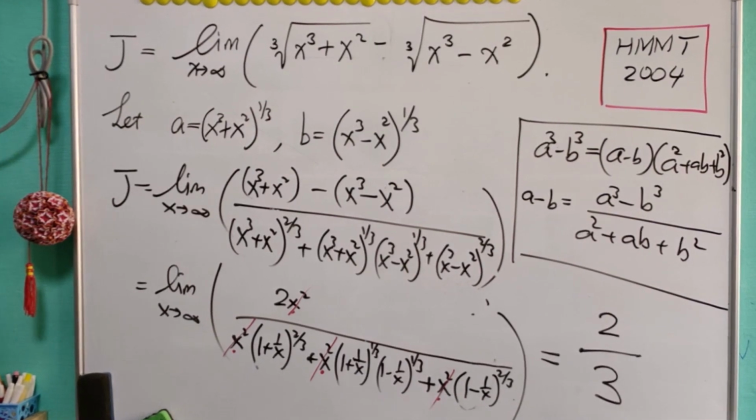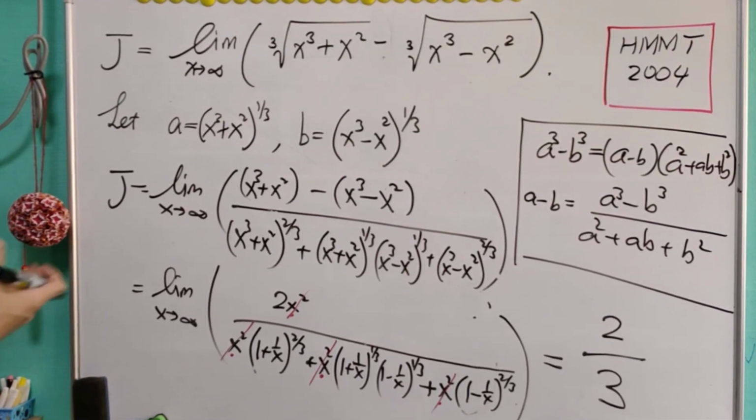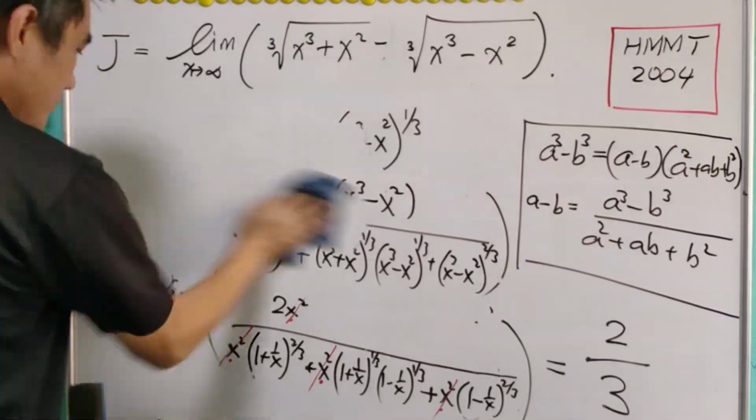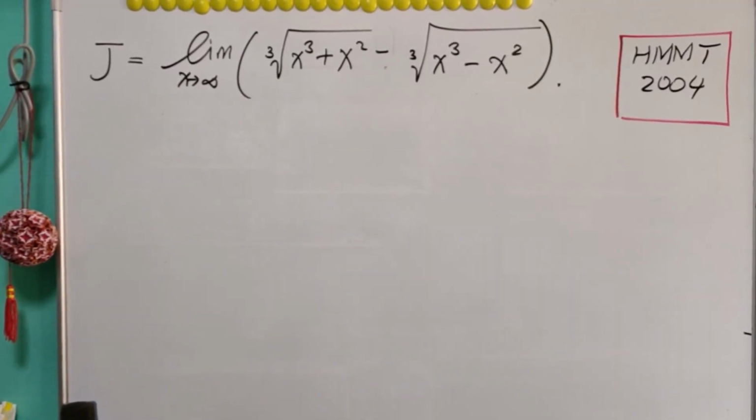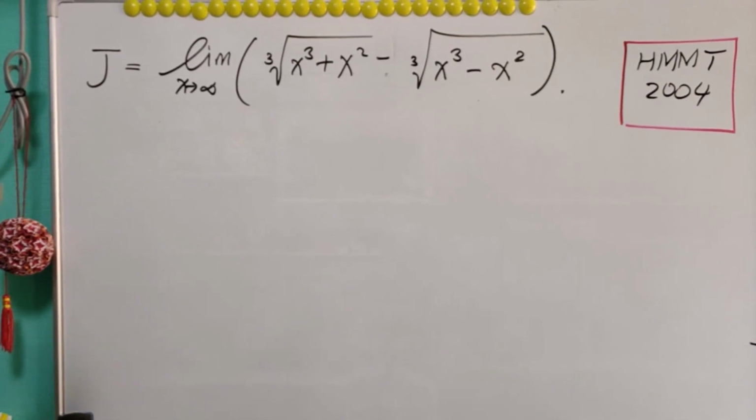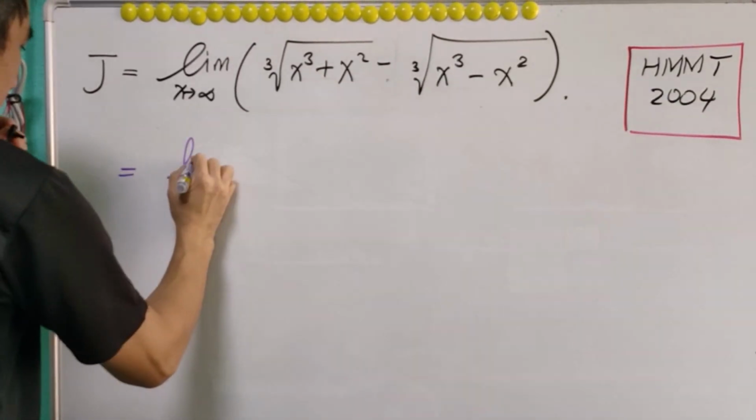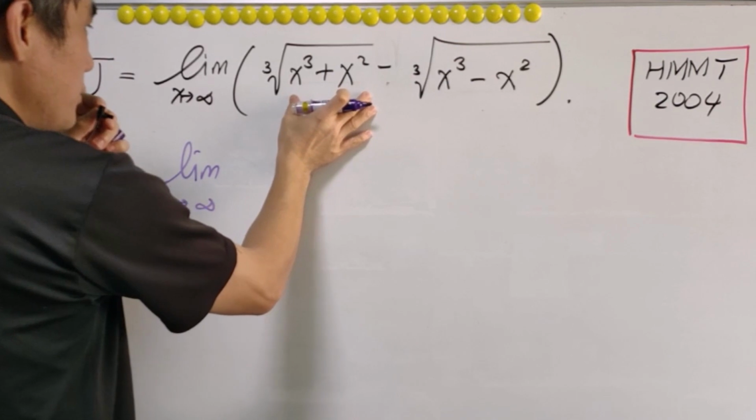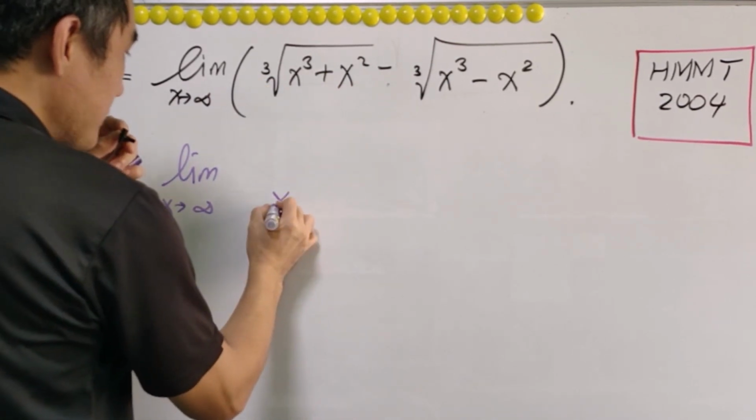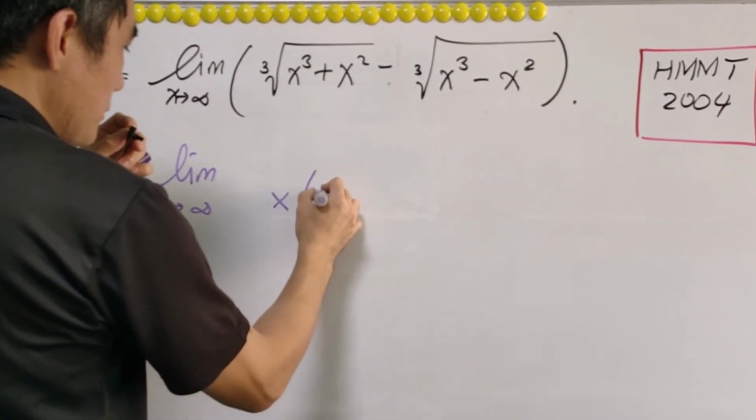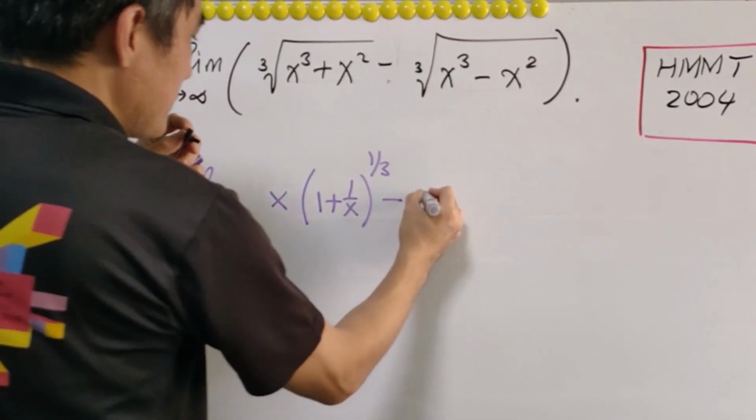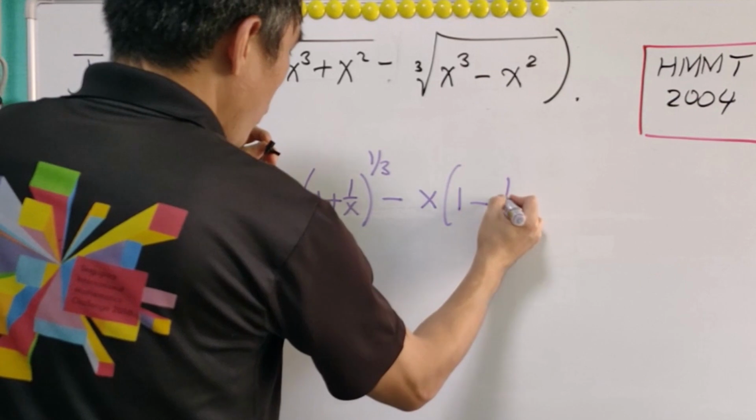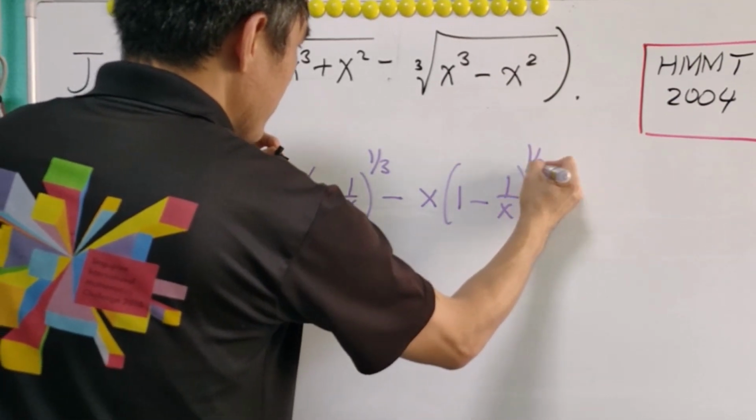Next, I'm going to use a second method, and it involves L'Hopital's rule. And how does it work? First of all, we will factorize the x cubed. Then this will be equal to x times (1 plus 1 over x) to the power of 1 over 3 minus x times (1 minus 1 over x) to the power of 1 over 3.